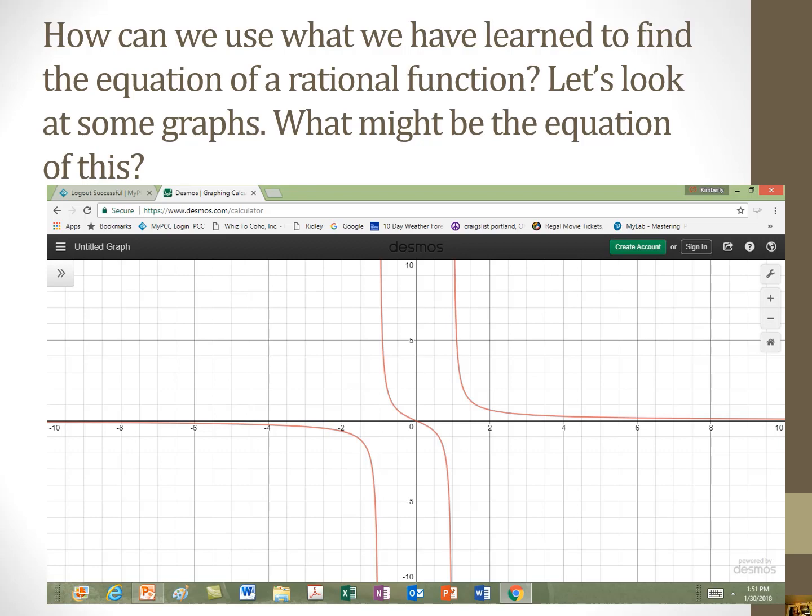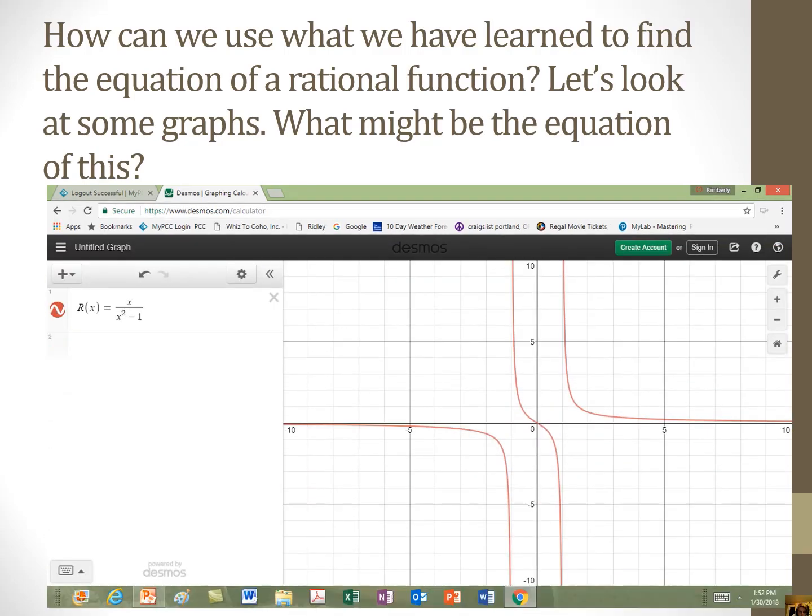Now that you've gone ahead and found an equation, a couple things that you might have noticed is that you have vertical asymptotes at 1 and -1. So if we go ahead and look at it, notice that since they're at 1 and -1, we have an x squared minus 1 in the bottom. That factors into x plus 1, x minus 1.